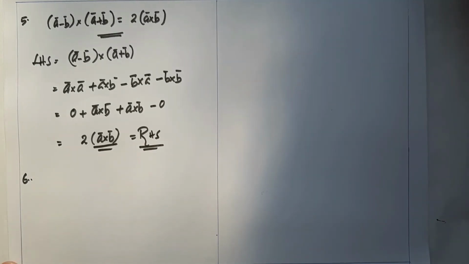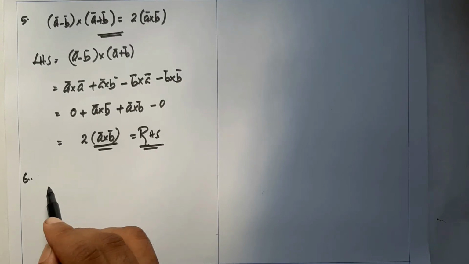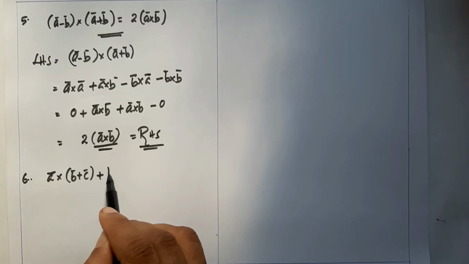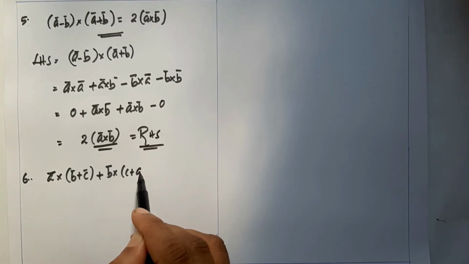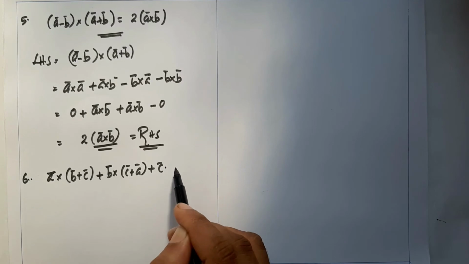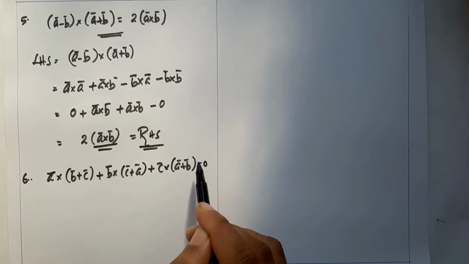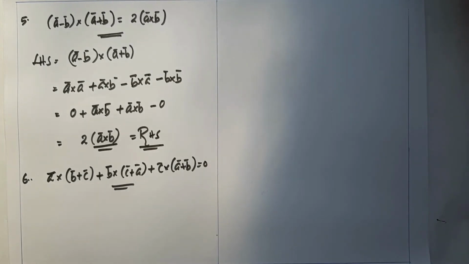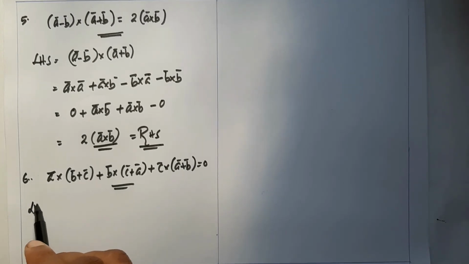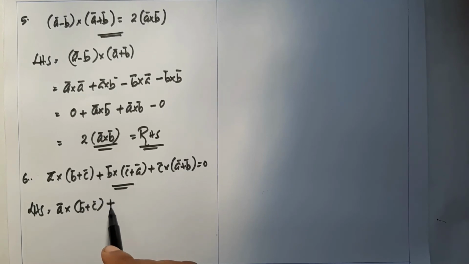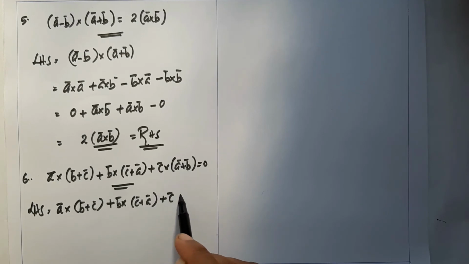Now prove that a cross (b plus c) plus b cross (c plus a) plus c cross (a plus b) is equal to 0. Also you take LHS, that is a cross (b plus c) plus b cross (c plus a) plus c cross (a plus b).